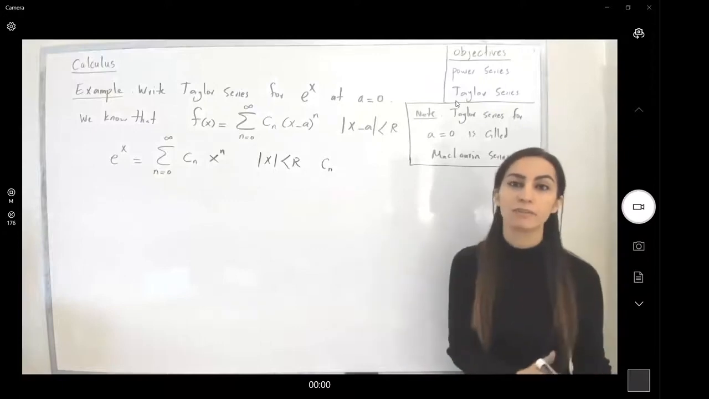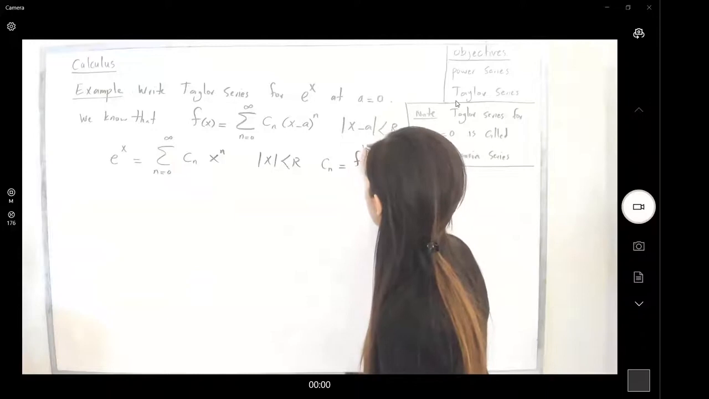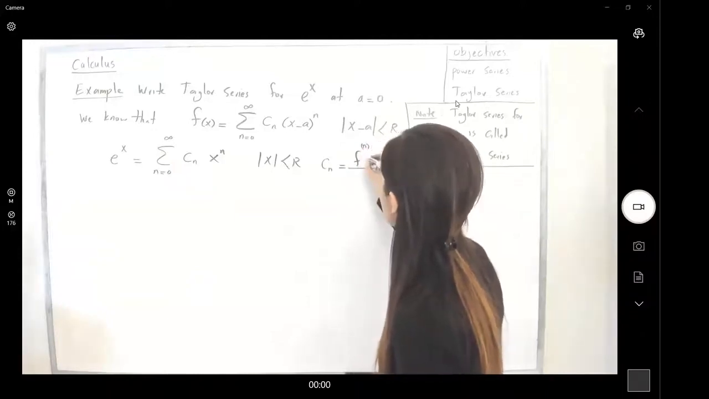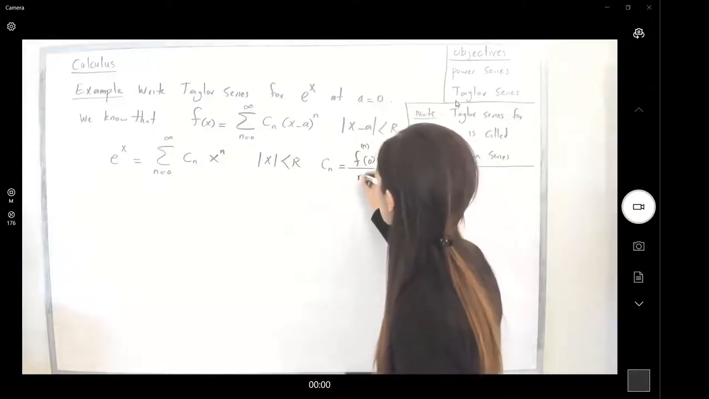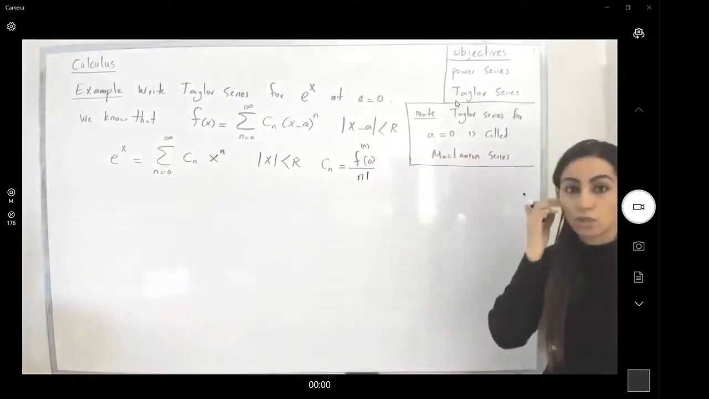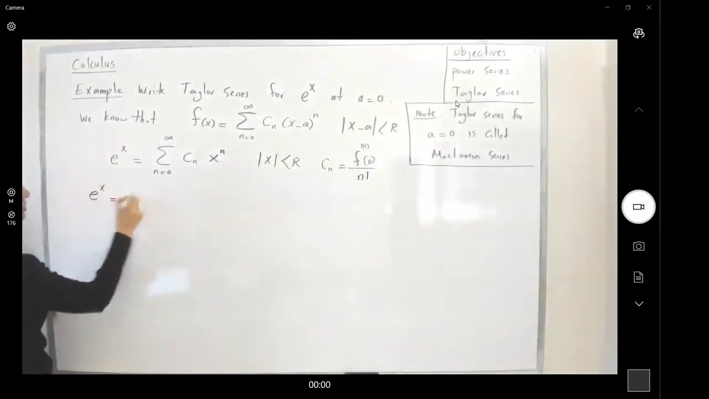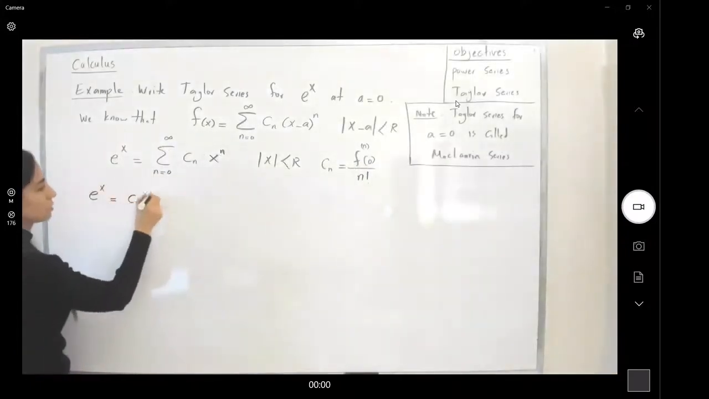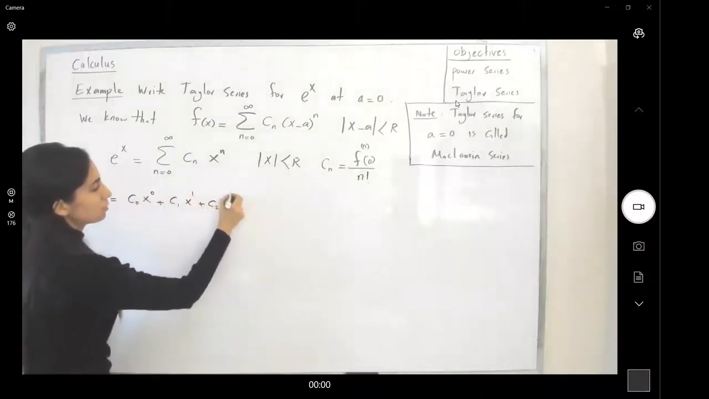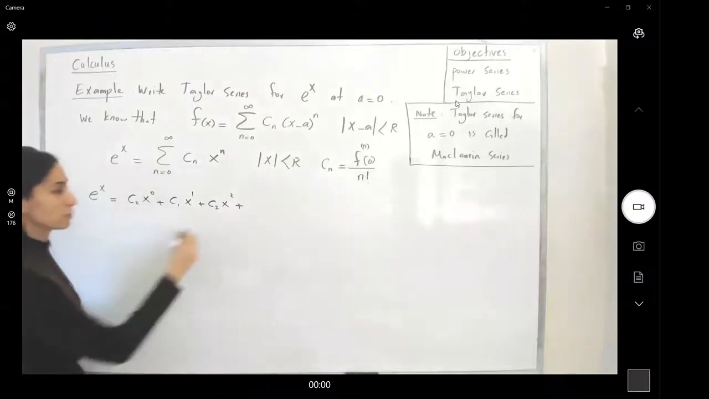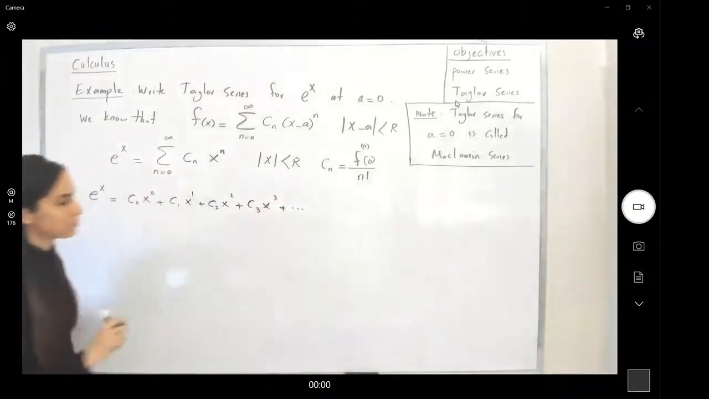You always have to look at the definition. c_n is defined as the nth derivative of the function evaluated at a = 0, divided by n factorial. So e^x is equal to c_0 x^0 + c_1 x^1 + c_2 x^2 + c_3 x^3 plus the rest of the terms.